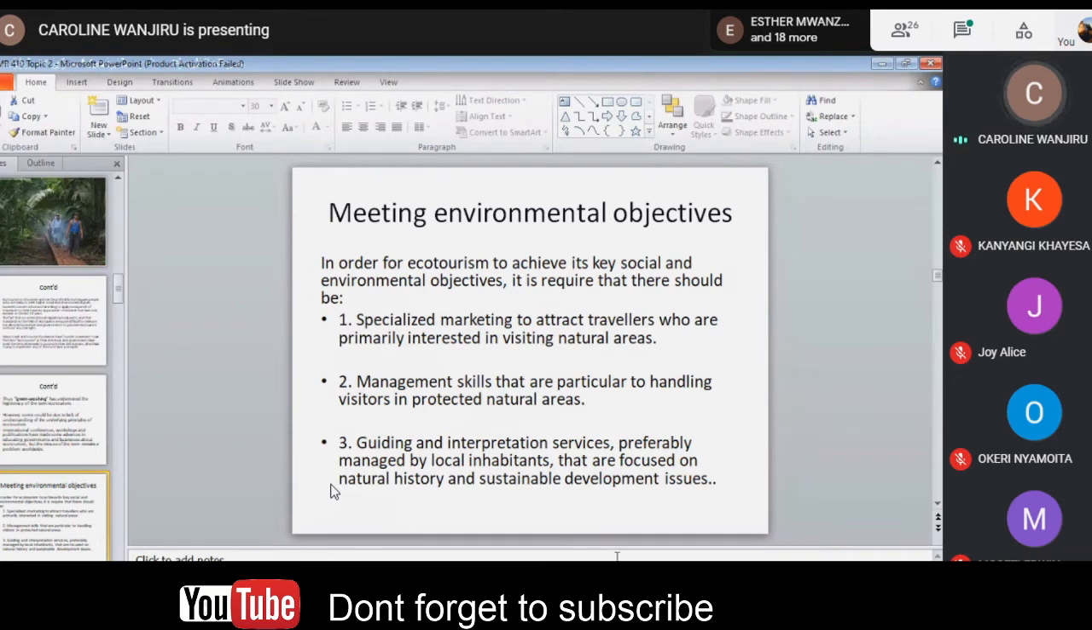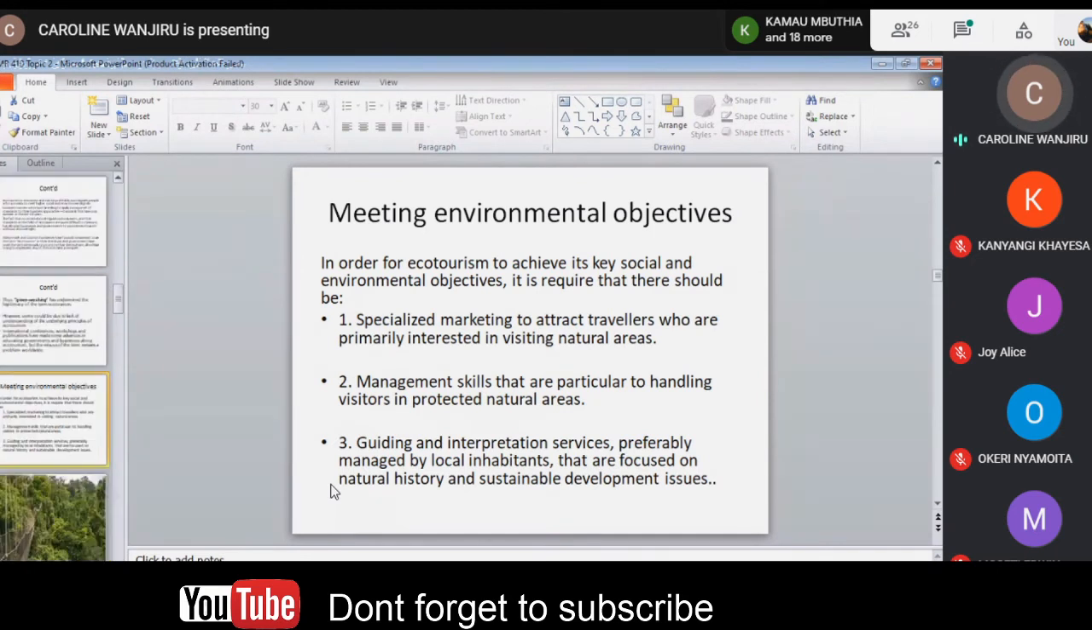Interpretation services should preferably be managed by local inhabitants. Because remember, you are living among them. They know the area better than any other visitor, and that resource is theirs. So they know the history of the place, and they are the best. If you train them properly, they are the best ones. So you don't need to bring tour guides from wherever.